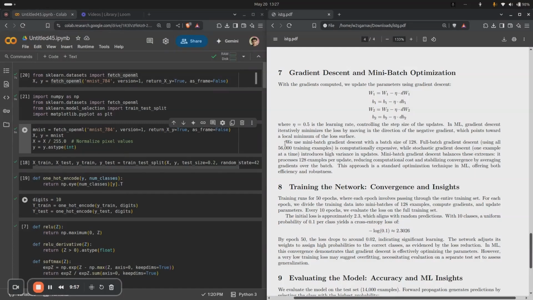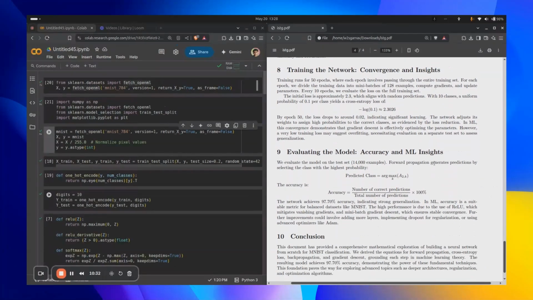We use mini-batch gradient descent with a batch size of 128. Full batch gradient descent using all 56,000 examples is computationally expensive, while stochastic gradient descent, one example at a time, introduces high variance in updates. Mini-batch gradient descent balances these extremes to process 128 examples per update, reducing computational cost and stabilizing convergence by averaging gradients over the batch. This approach is a standard optimization technique in machine learning, offering both efficiency and robustness.